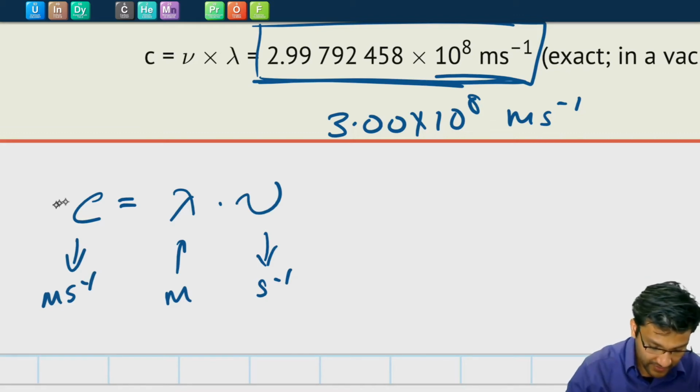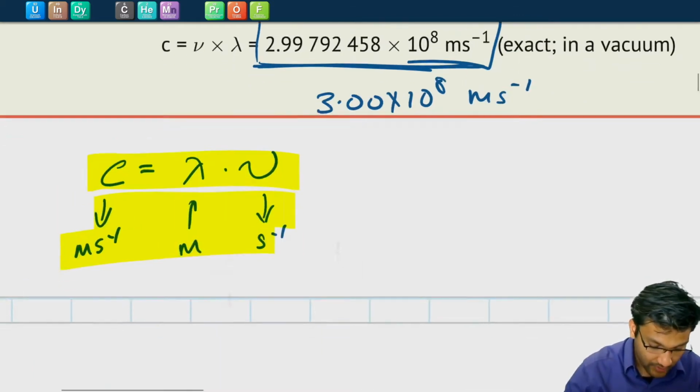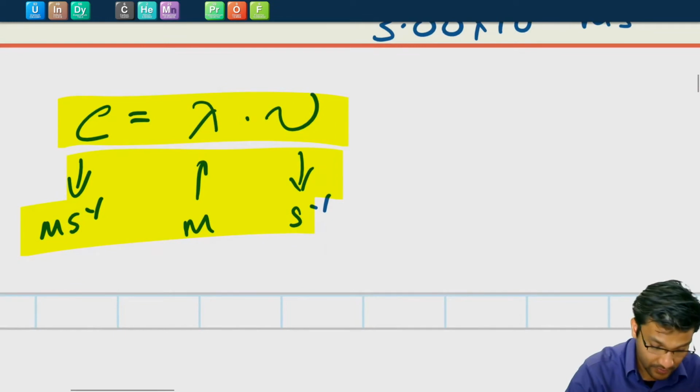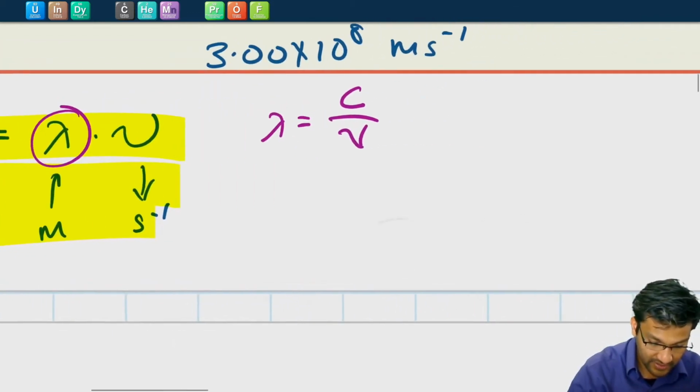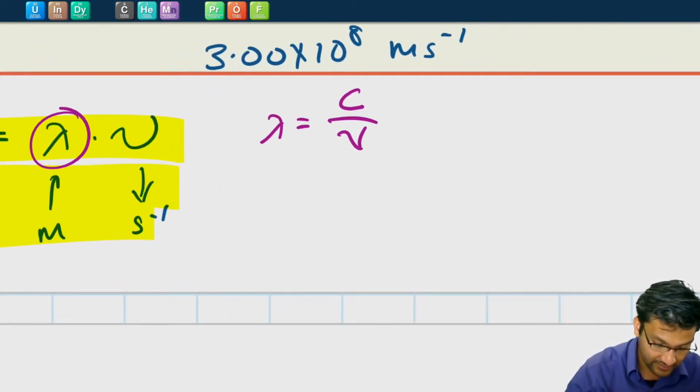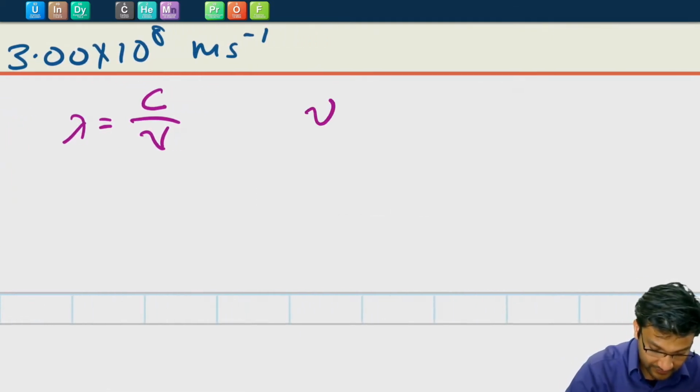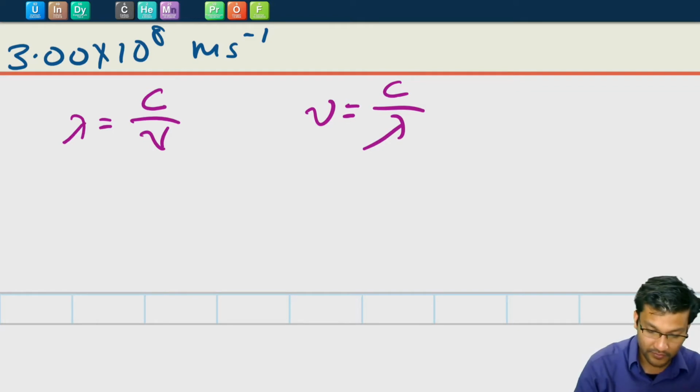So this comes in very useful because we always know the speed of light, at least in a vacuum. So if we wanted to find, let's say, the wavelength, then the wavelength will be the speed of light divided by the frequency. So if we know the speed of light and the frequency, we can find the wavelength. On the other hand, if we wanted to find the frequency, that will be the speed of light divided by the wavelength. So if we know the speed of light and the wavelength, we can find the frequency.